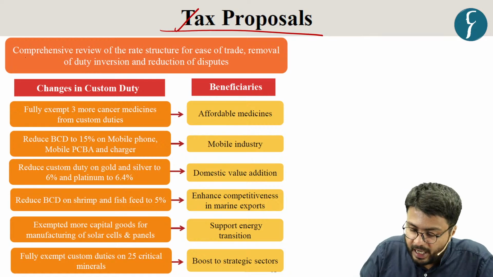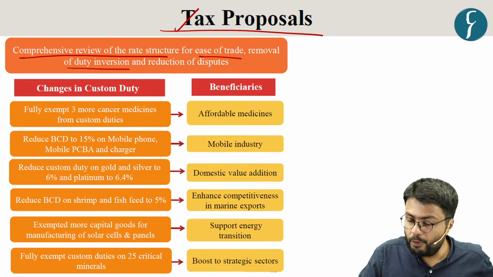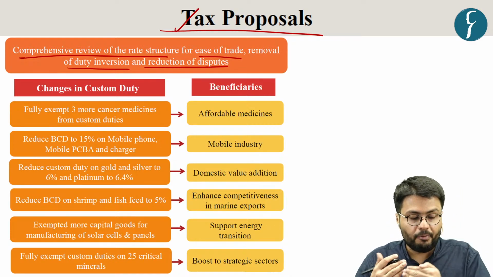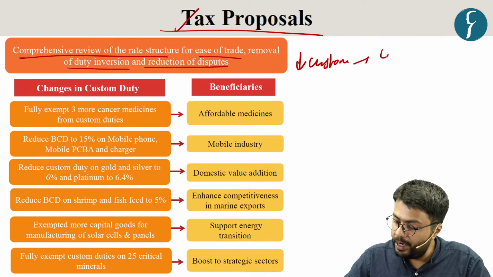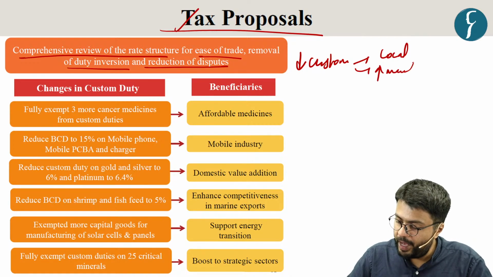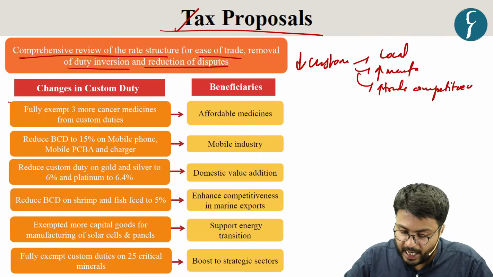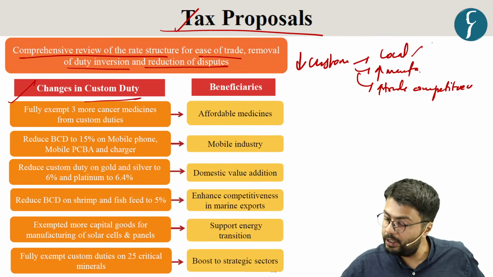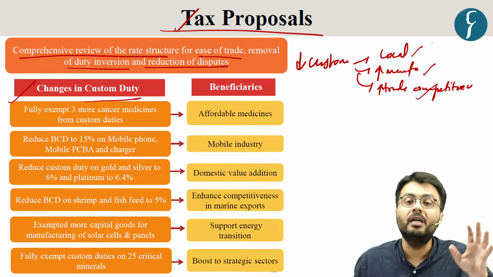Now, the government is undertaking a comprehensive review of the tax structure so as to provide ease of trade, removal of duty inversion, as well as reduction in disputes. In this regard, the government is looking to reduce its customs duties so as to promote local value addition, domestic manufacturing, as well as trade competitiveness of its exports. So you can understand the changes that the government has made in its customs duty structure are all looking to promote local value addition, increase manufacturing, as well as enhance the trade competitiveness of Indian goods in export markets.